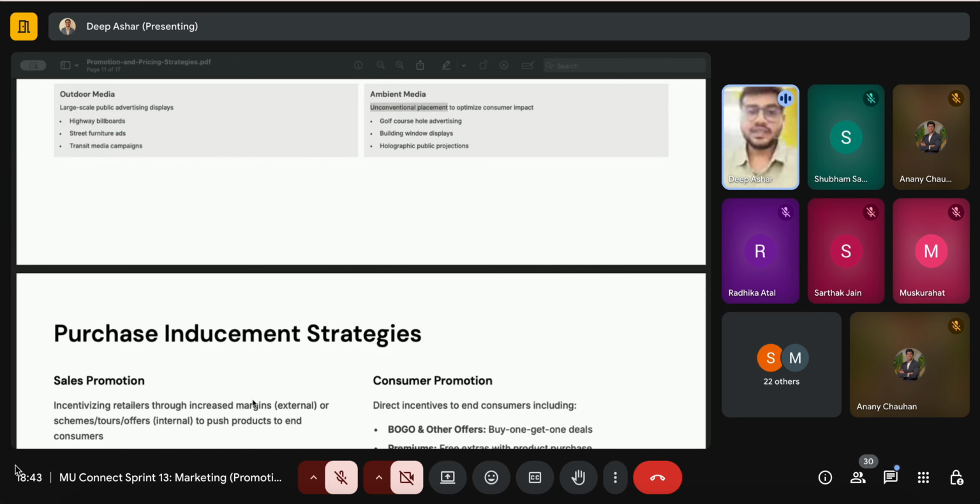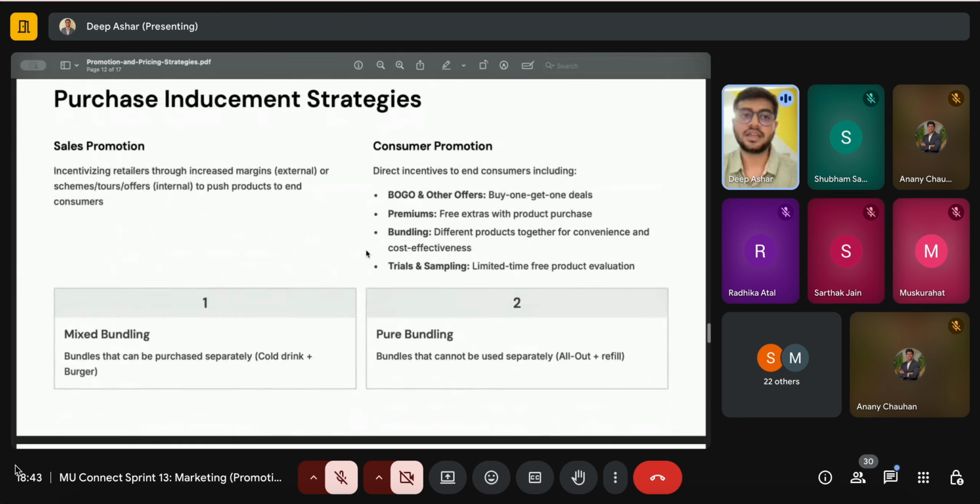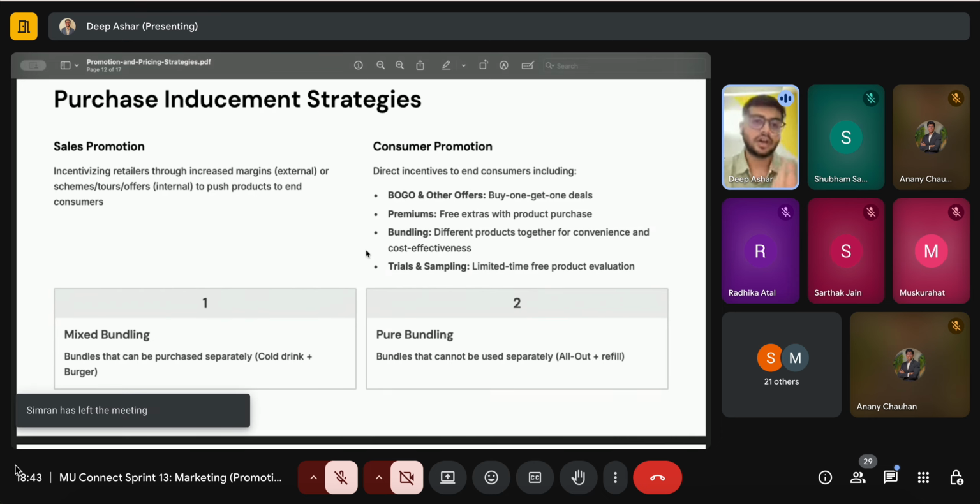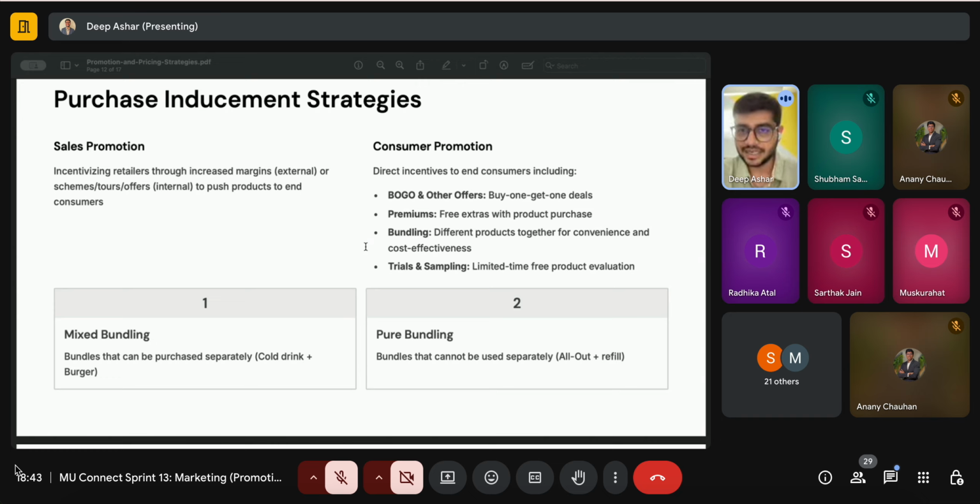Sorry. So all of these come under the brand awareness perspective, where you're just trying to build a larger reach with your communication. The next part is going to be direct purchase inducement. So how do we get people to purchase, or how do we get our retailers to keep our particular brand, or how do we ensure that our particular brand is pushed directly to the users.